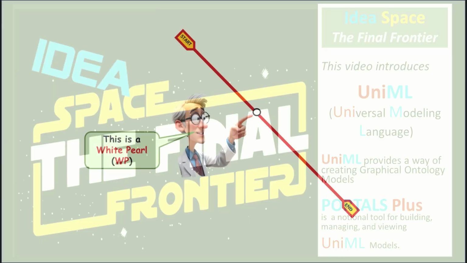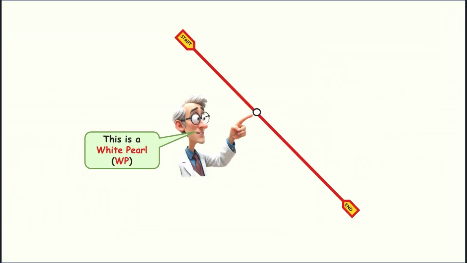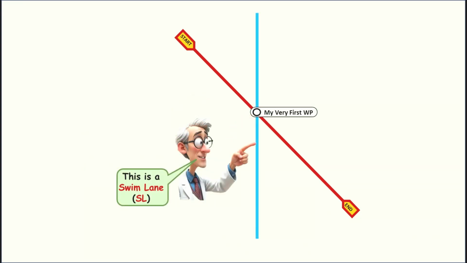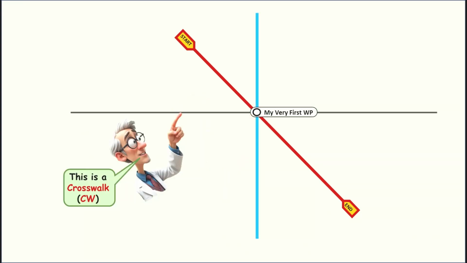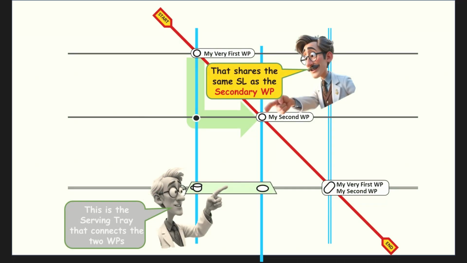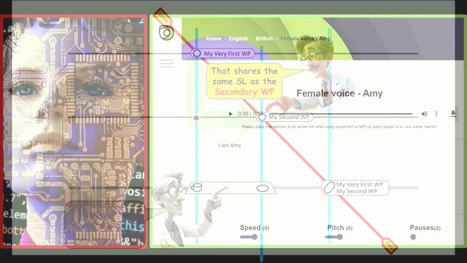Space, the final frontier, with white pearls. Fundamental elements: swim lanes and crosswalks, white pearls, connect white pearls. White pearls sharing the same swim lane, serving trade and saucer, visualizing relationships between white pearls.